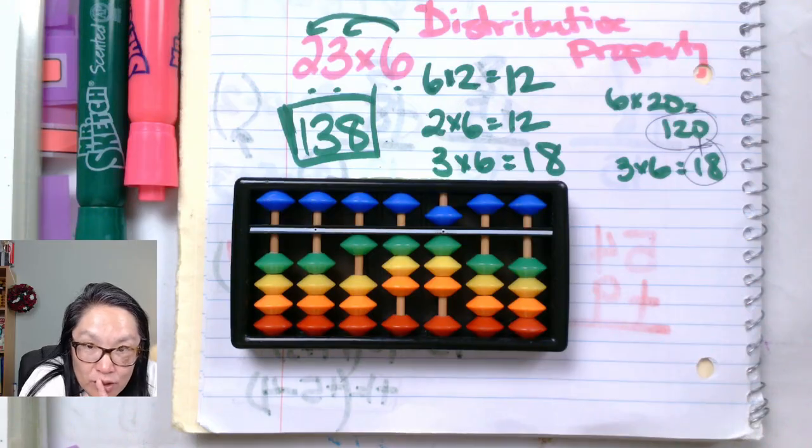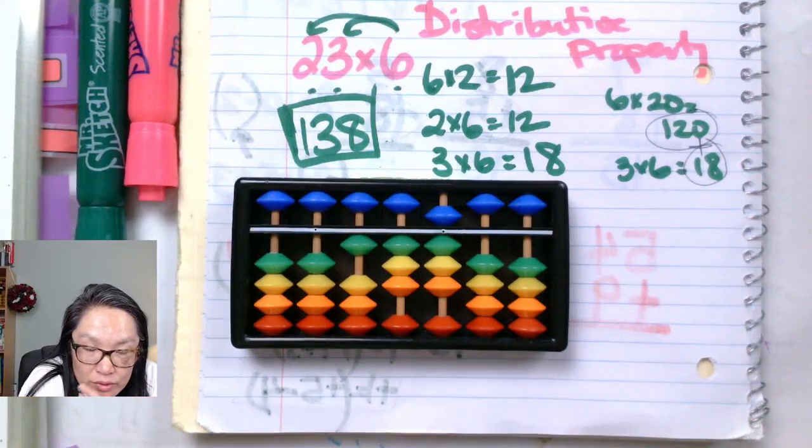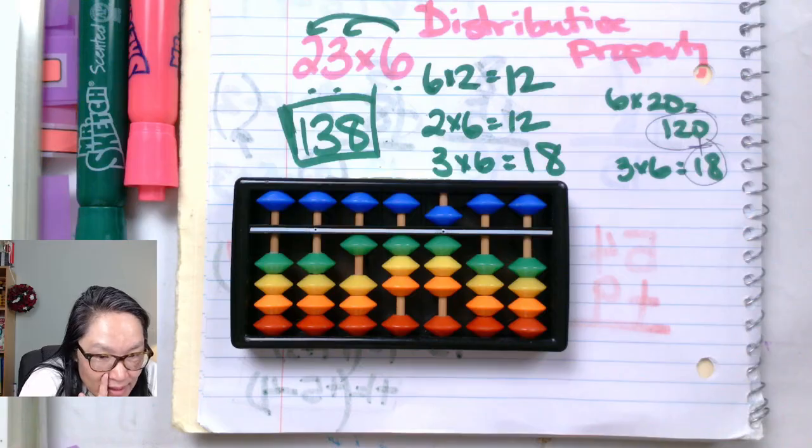We can do some more multiplication. But what we do in Abacus World is we always do distributive property. We don't do anything else. We just do distributive property for multiplication. Easy. Simple to use, easy to understand.